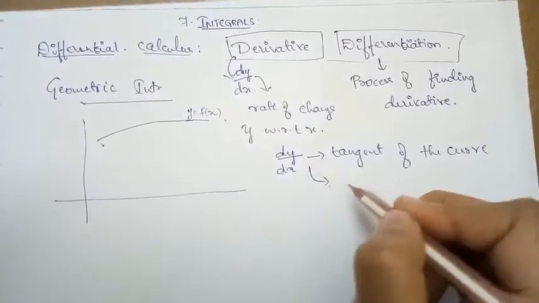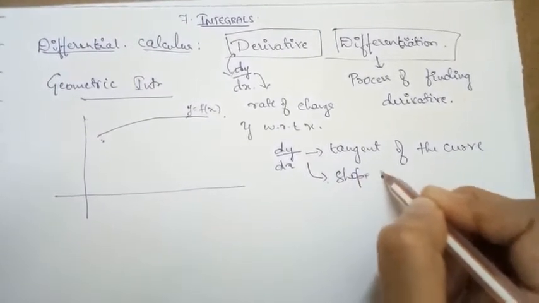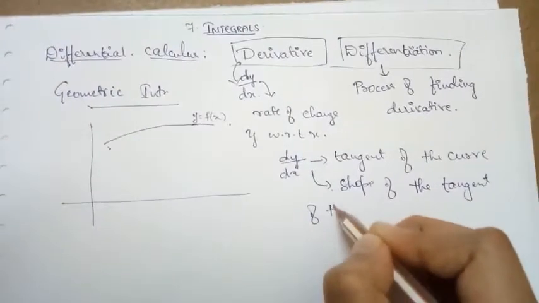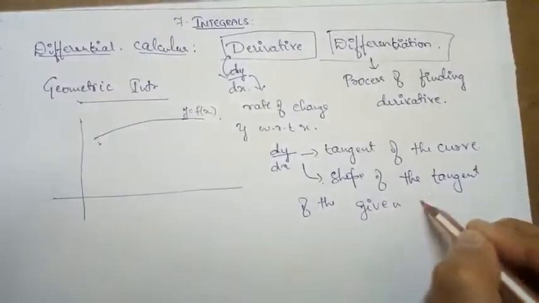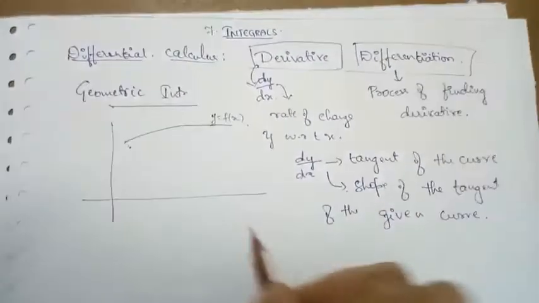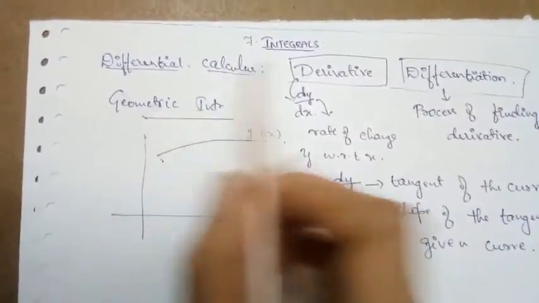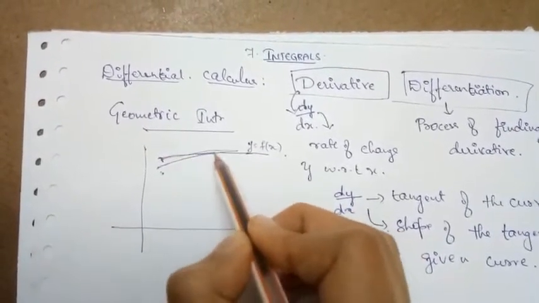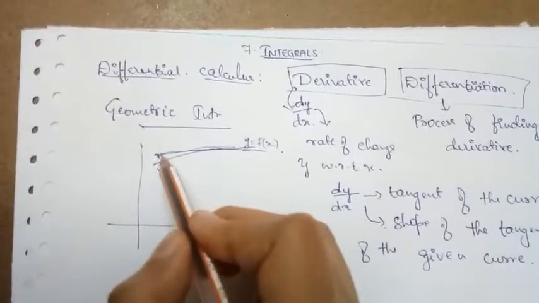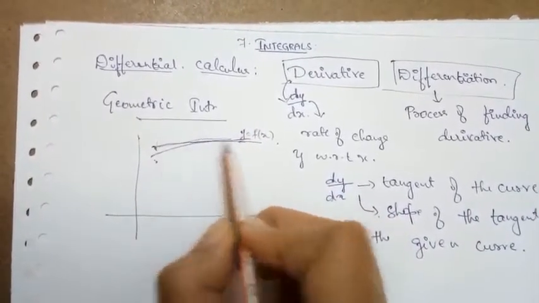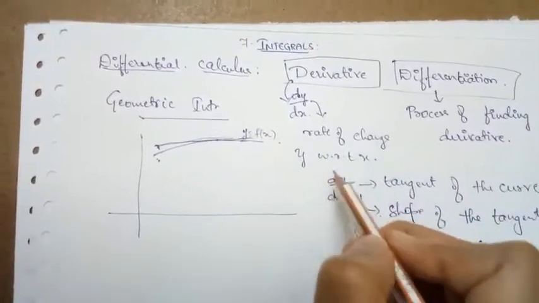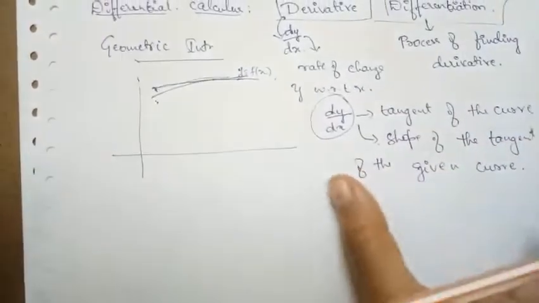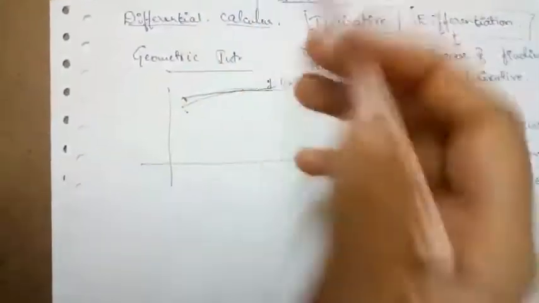It also says the tangent of the curve is dy by dx. It is nothing but the slope of the tangent of the given curve. So that is the geometrical interpretation regarding the derivative. Suppose I draw a tangent at this point, the slope of this tangent gives us the derivative of the given curve. So this is what we have learnt in our differential calculus.